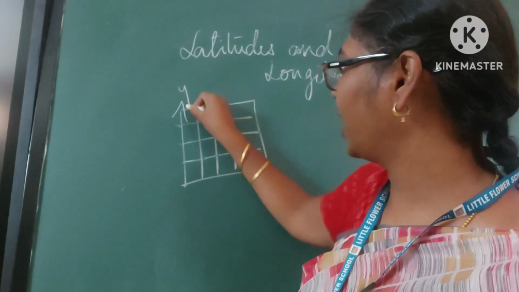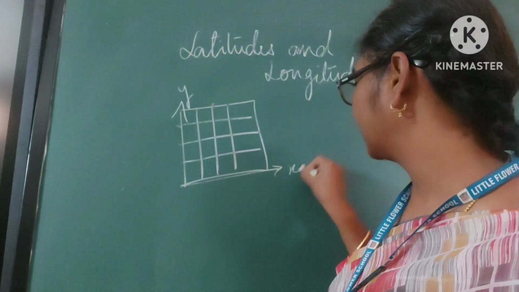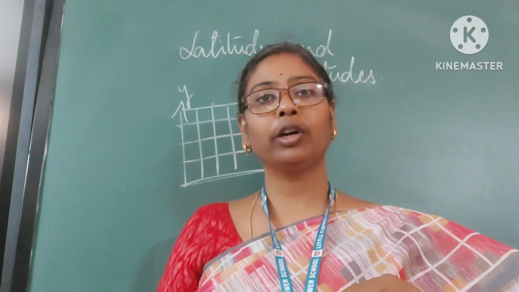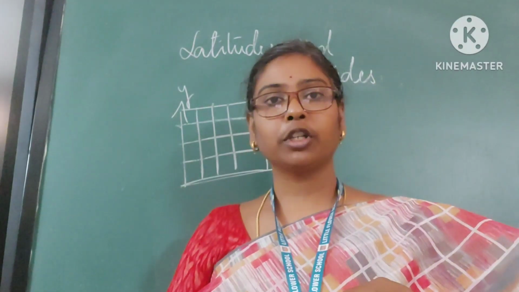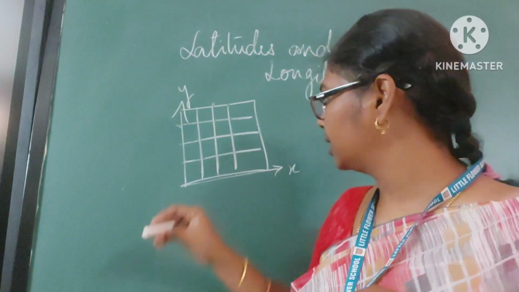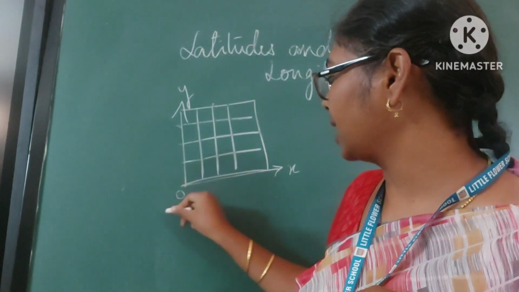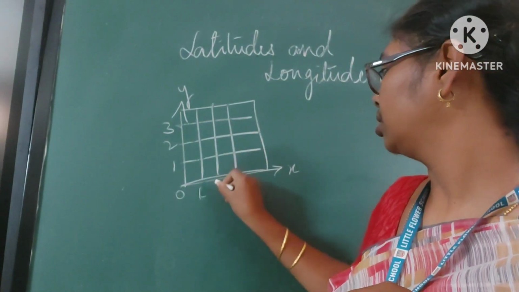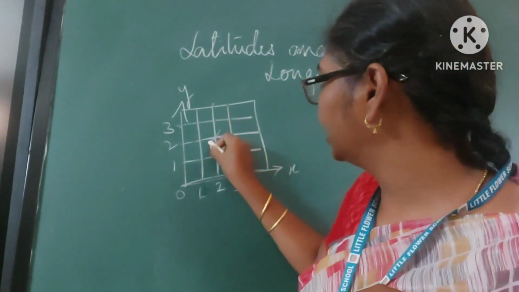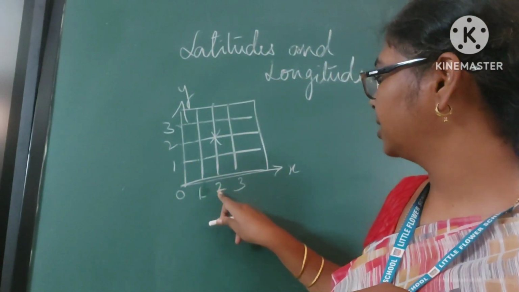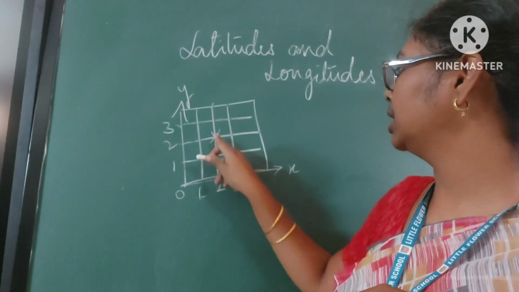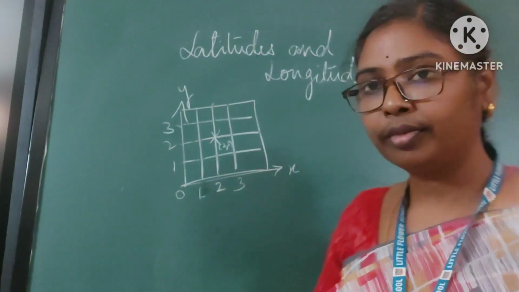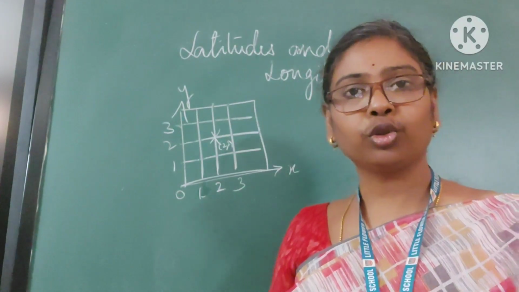So this becomes the y-axis and this becomes the x-axis, right? On a normal graph sheet, how do we locate the positions? How do we locate a place? Suppose this is the place, starting from 0. This place is 2 points on the x-axis and 2 points on the y-axis. We name it as 2, 2.